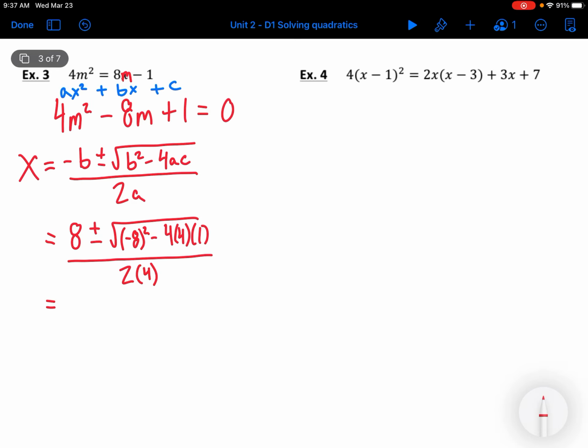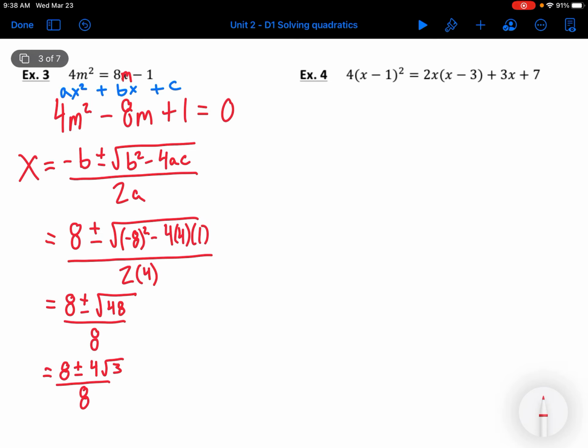So then we're going to get 8 plus or minus. Now in the bracket there, we've got 64 minus 16. So we're going to get 48 over 8. Now 48 divides by 16. So this would become 8 plus or minus the square root of 16 is 4. And we could have root 3 over 8. And that would be fine for a solution.